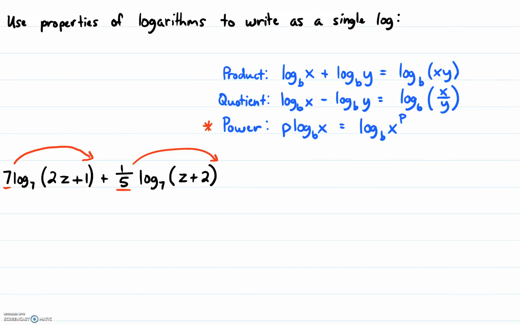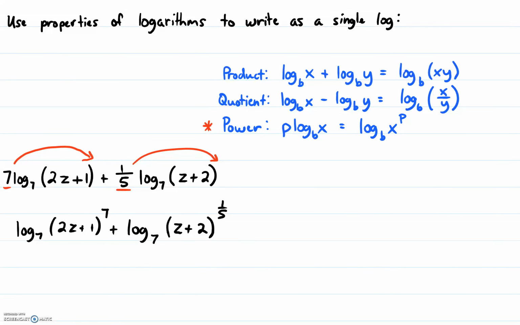And so when we do that, we will then have log base 7 of 2z plus 1 to the now 7 power, because that was the number out in front and now it's the exponent, plus log base 7 of z plus 2 to the 1 over 5 power, because again, that was the number out front, or the coefficient, and so using our power property, it becomes the exponent.